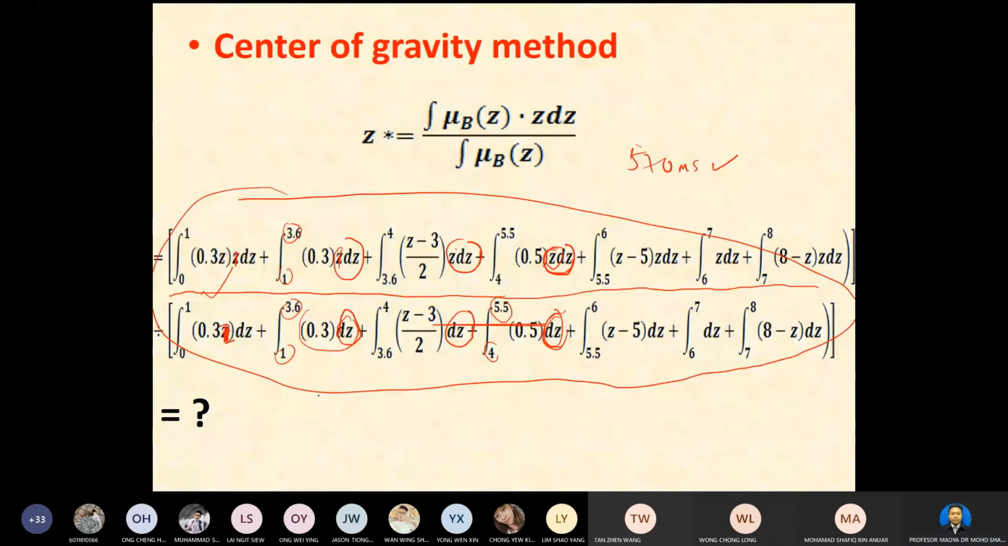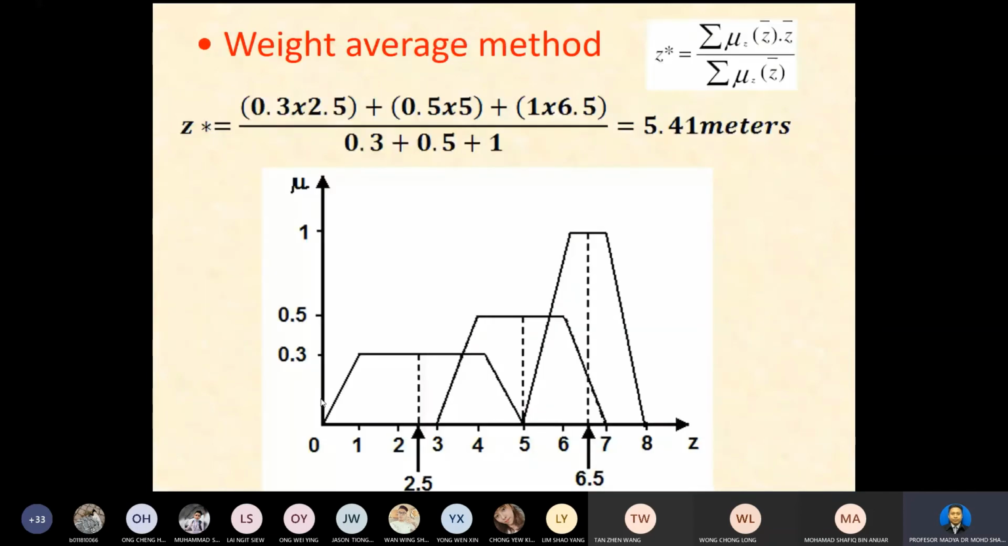So for example, like this one that I mentioned to you, this is for weighted average. I mentioned 0.3 multiplied by 2.5 plus 0.5 multiplied by 5 plus 1 multiplied by 6.5, divided by the membership values, 0.3 plus 0.5 plus 1. This is for the membership value here. So the answer will be, using a calculator, 5.41 meters. That is an example using the weighted average.